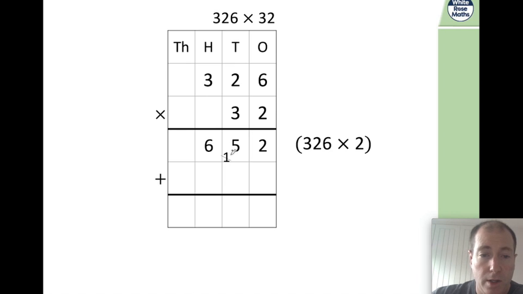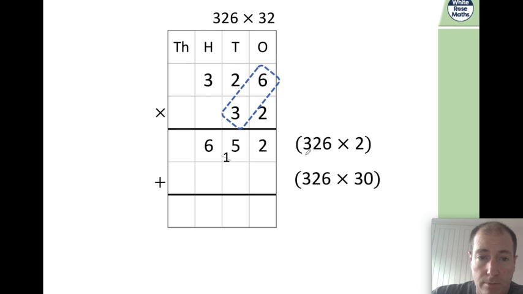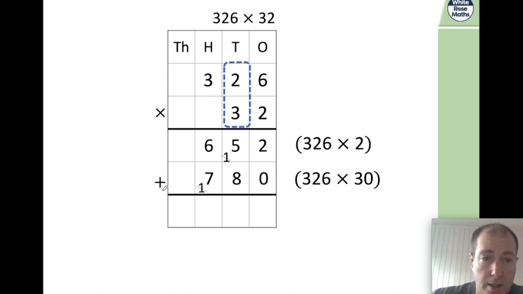Second row, if you remember the previous question, I said you can simply put a 0 in there. There's the 0. 6 times 3 is 18. That 1 there is being exchanged and regrouped from 10 tens to 100. 3 times 2 is 6, plus the 1 will give us 7. And lastly, 3 times 3 is 9.